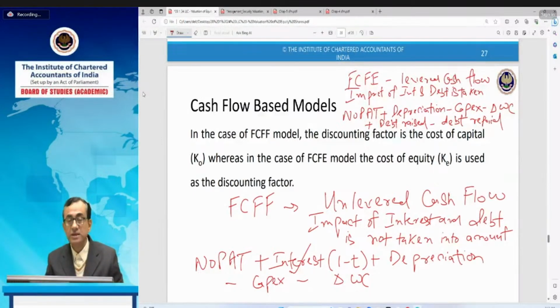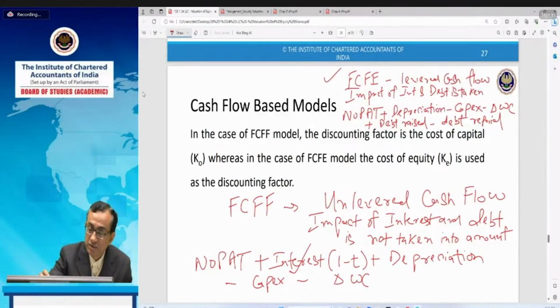If you observe, in this case, the free cash flow to equity, the interest is not added. The interest is not added because the impact is already taken in the net profit and loss account. Because in the net profit and loss account, it is already deducted. Therefore, the impact of interest is not taken. Depreciation is obviously added back to arrive at the cash flow. So this is free cash flow to firm and free cash flow to equity.